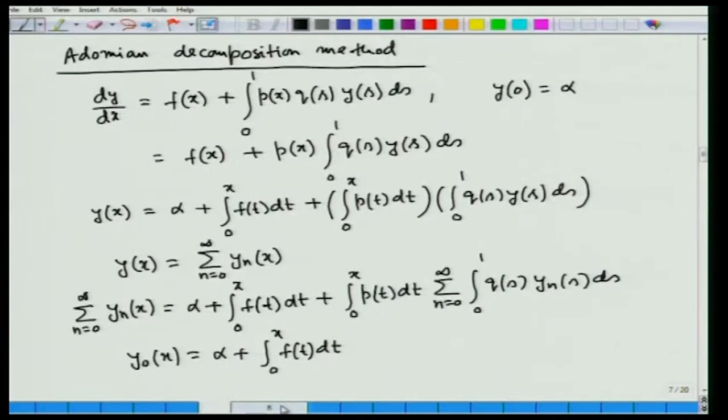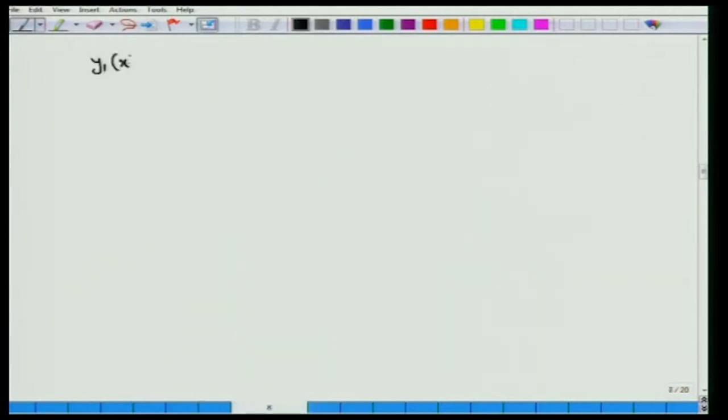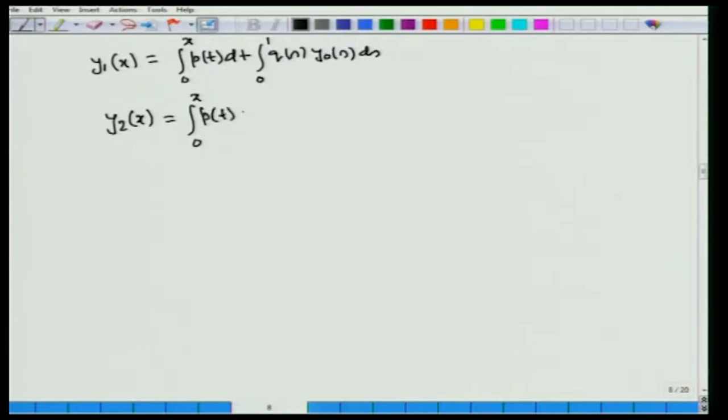Then equating y_1 from the right with the term integral 0 to x p(t) dt integral 0 to 1 q(s) y_0(s) ds, we can calculate y_1(x) because y_0(x) is already known. So, y_1(x) will be equal to integral 0 to x p(t) dt integral 0 to 1 q(s) y_0(s) ds. Then using this result for y_1, we can calculate y_2(x) equal to integral 0 to x p(t) dt integral 0 to 1 q(s) y_1(s) ds and so on.